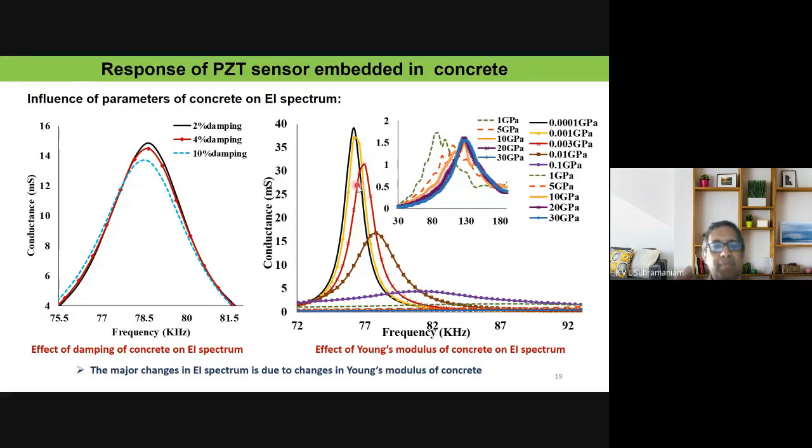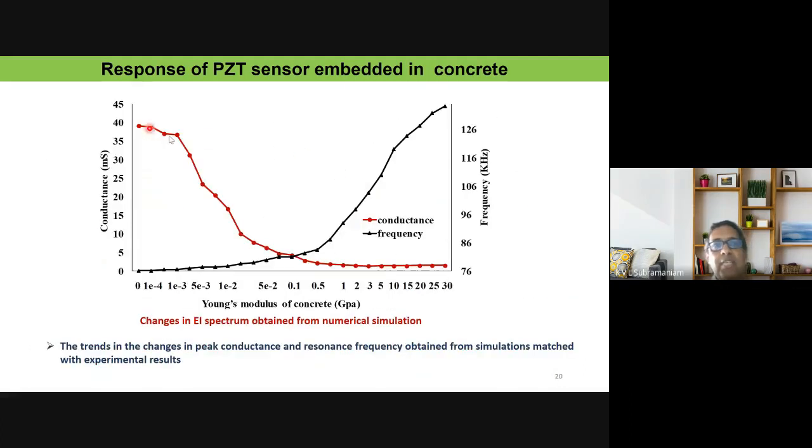So that gave us a good handle that we were on the right track. At least what we are observing is related to changes in the concrete material medium brought about by aging of the material. So this is the change in the conductance and the increase in the frequency that we were able to simulate from the COMSOL presentation, which looks very similar to what we had seen in our experimental result.